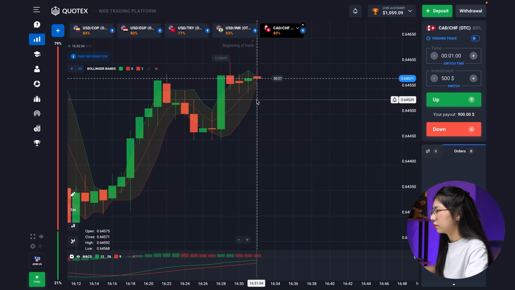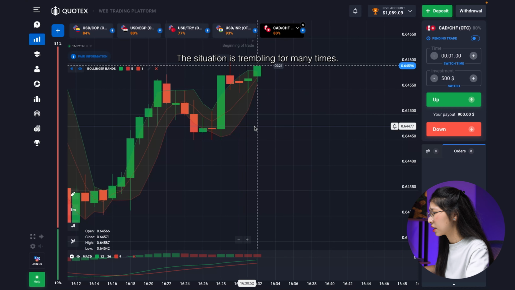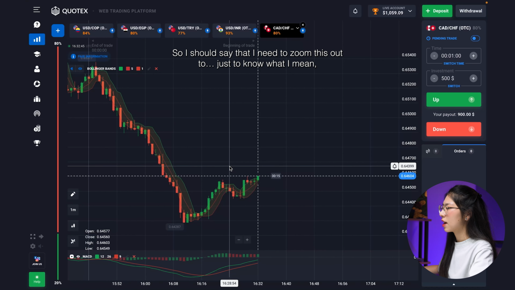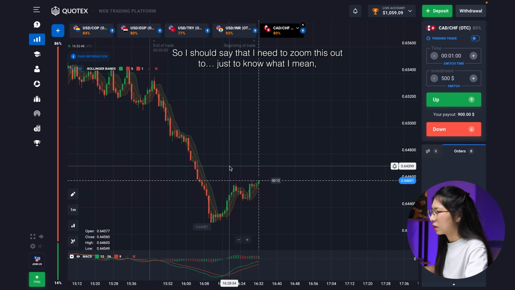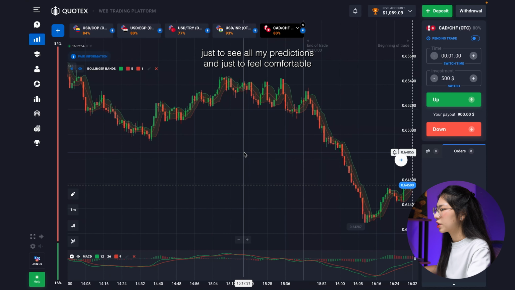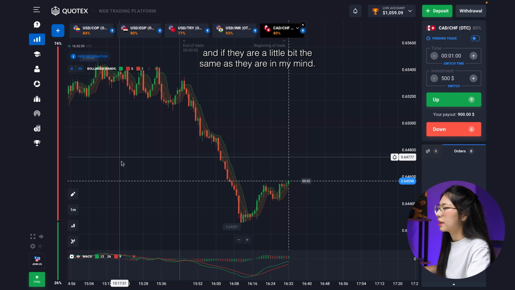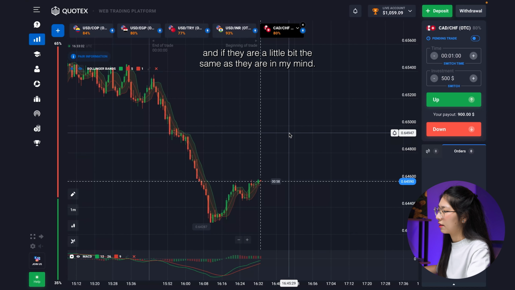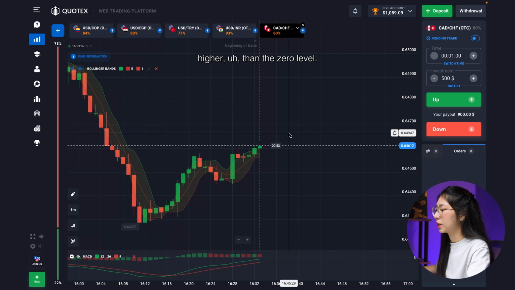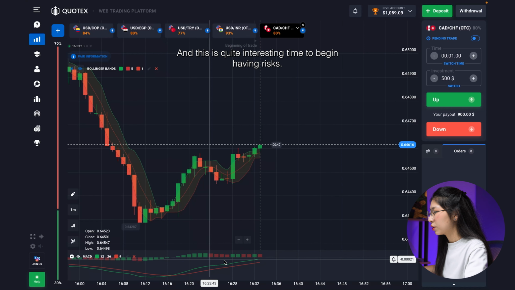But you know, this is not happening either. The situation is trembling many times. You see, it has happened in the middle of the strategy, and I should say that I need to zoom this out just to know what I mean. Just to see all my predictions and to feel comfortable if they're going a little bit in the right direction and if they're a little bit the same as in my mind. So I'm going to conclude also those bars which are here a little bit higher than the zero level. Who knows? I'm going to do my best.